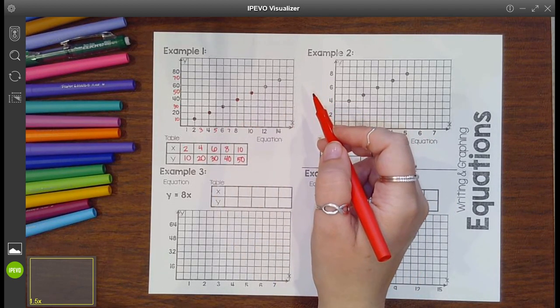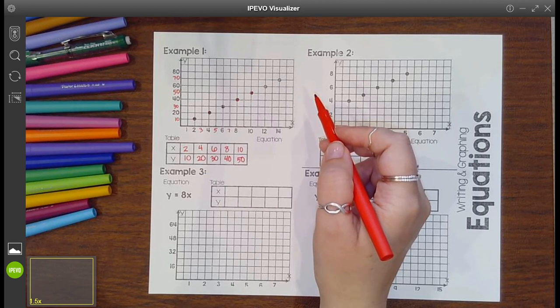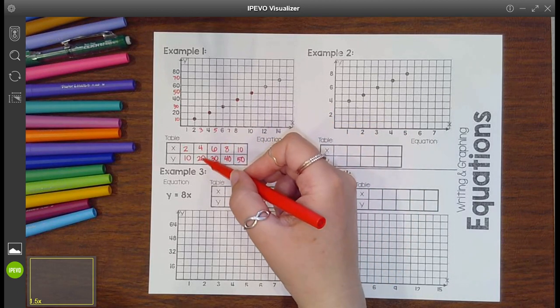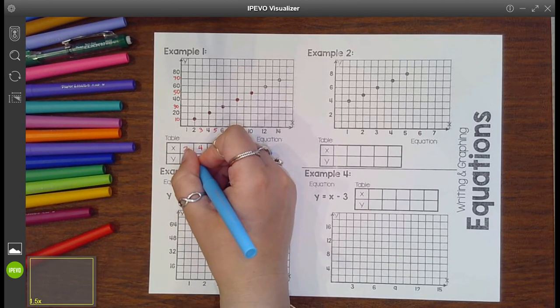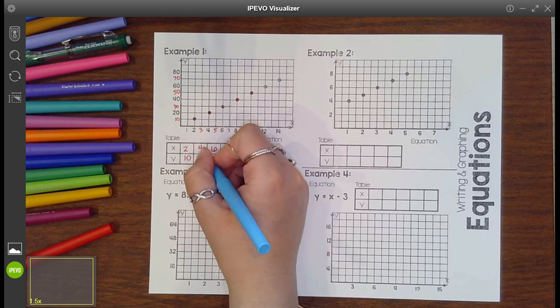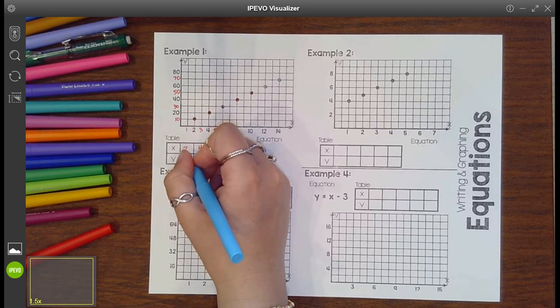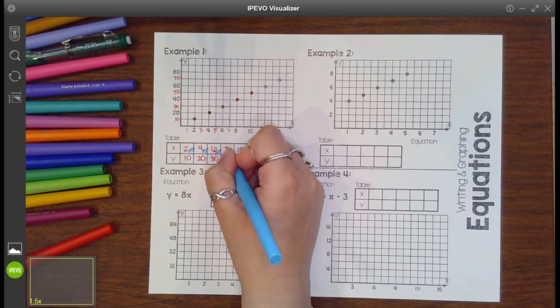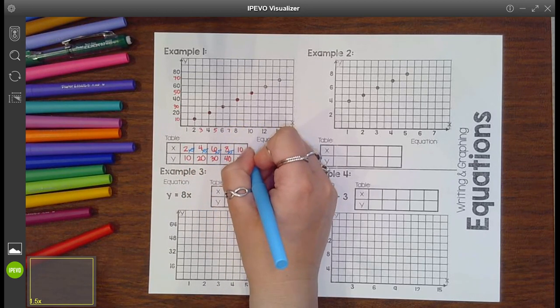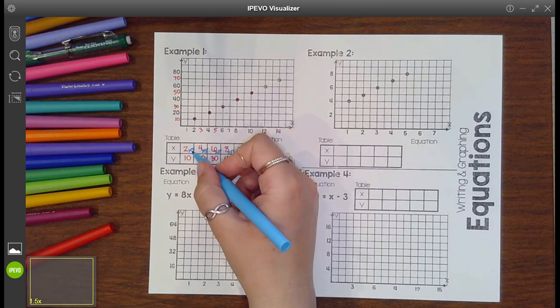Now I want to find the pattern. What did I do each time to this X to get this Y? Well, they're getting bigger. So did I add or multiply? Well, if I add, 2 plus 8 is 10. But is 4 plus 8 20? Okay, so maybe they multiplied. What would you multiply 2 by to get 10? You'd multiply by 5. So do 4 times 5, and 6 times 5, and 8 times 5, and 10 times 5. Well, 2 times 5 is 10.